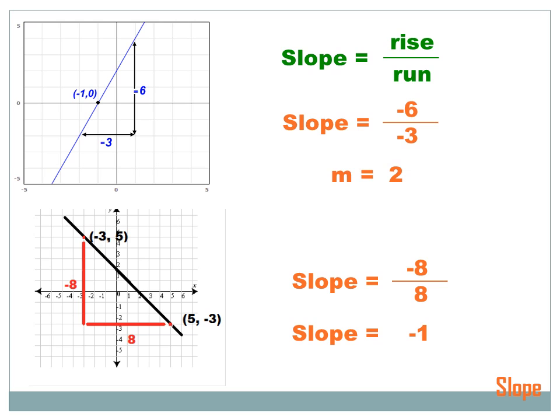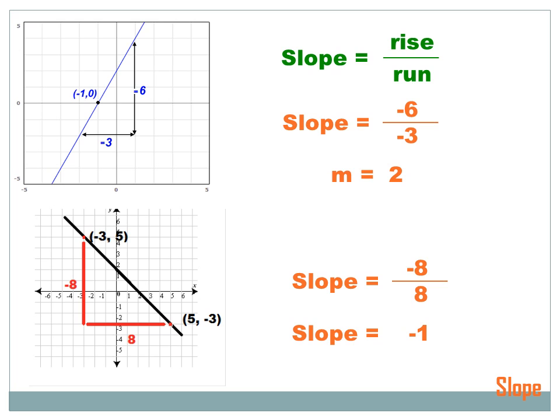Let's start up here and figure out what the rise is. 1, 2, 3, 4, 5, 6 in a negative direction. So the rise is minus 6. And the run, 1, 2, 3, also in a negative direction. So the run is minus 3, and the slope is minus 6 over minus 3, or 2.